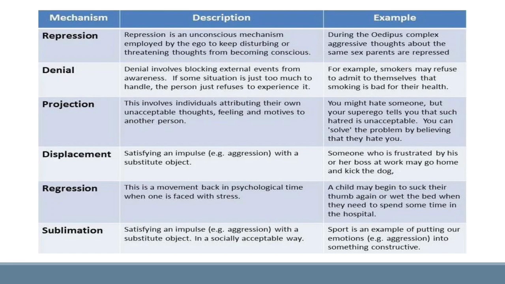Sublimation is satisfying an impulse with a substitute object in a socially acceptable way. So, a sport is an example of putting our emotions or aggression into something constructive. Somebody who's really mad or upset may put that emotion and energy into playing football, for example.